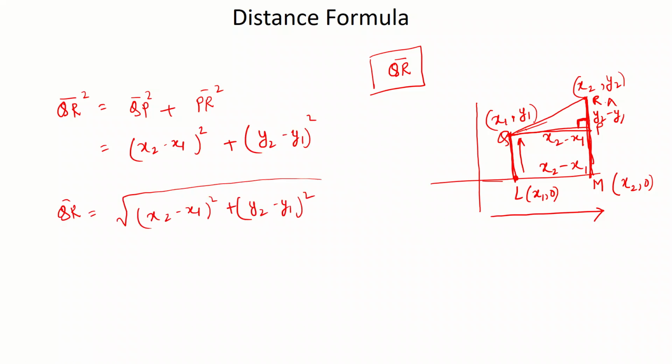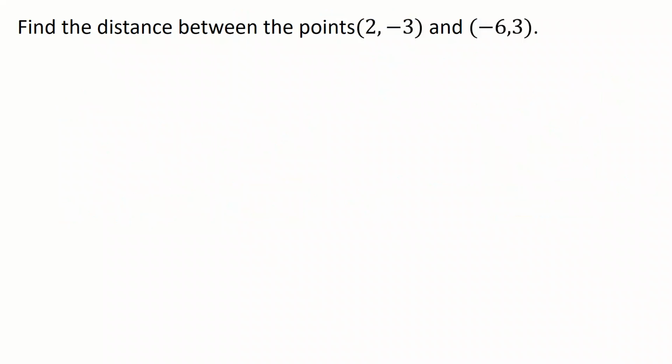What this formula says is that suppose you are given 2 points x1 y1 and x2 y2, you just put these values over here and you can find the distance between these 2 points. So let's apply this formula to find the distance between these 2 points, 2 comma minus 3 and minus 6 comma 3. Think of this 2 as x1, this as y1, this as x2 and this as y2. Let's assume the distance is given by small d.